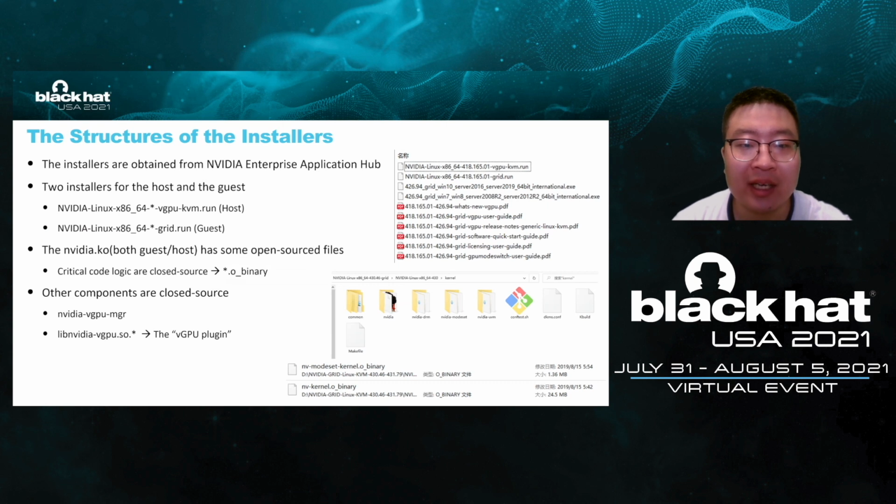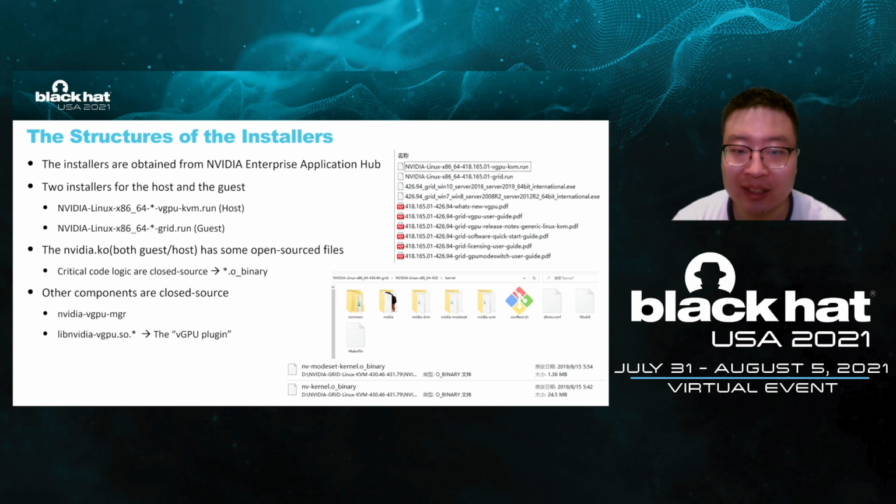After you have registered an Nvidia Enterprise account, you can download the installer from its application hub. You should choose a suitable installer for your environment. Our test environment is a server with a Tesla T4, and the operating system is CentOS 8.